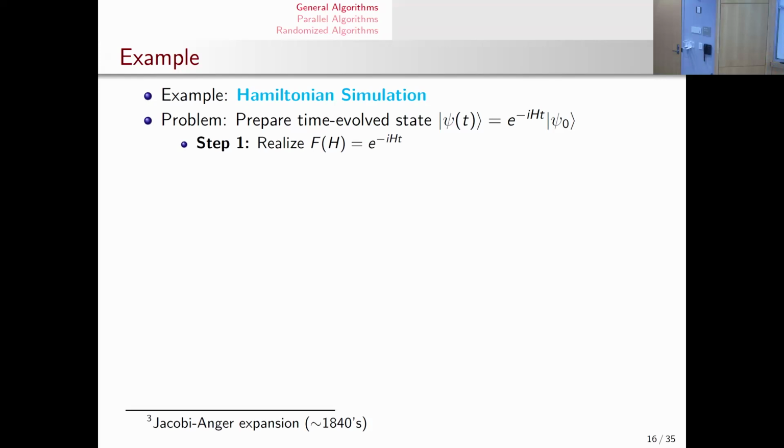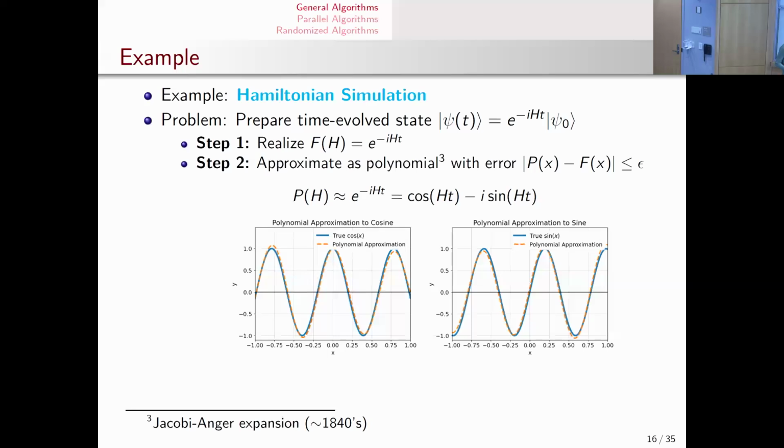That is, the Hamiltonian is now the operator. And the function we want to realize is the complex exponential, so e to the minus iHt. And then our step 2 is to approximate e to the minus iHt as a polynomial. This can be done because e to the minus iHt breaks into cosine and sine, both of which can be approximated by, say, taking the Chebyshev expansion or truncating the Taylor series. It can be approximated very well by doing so.